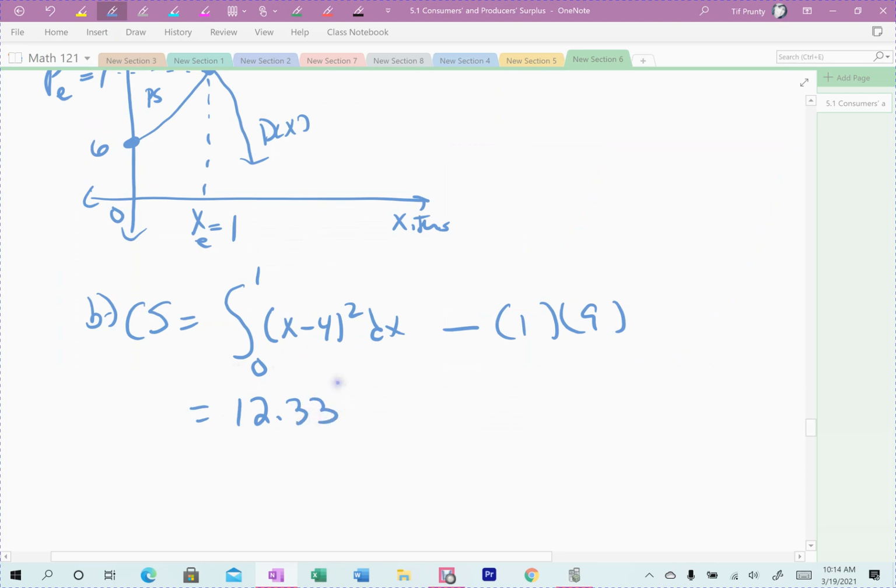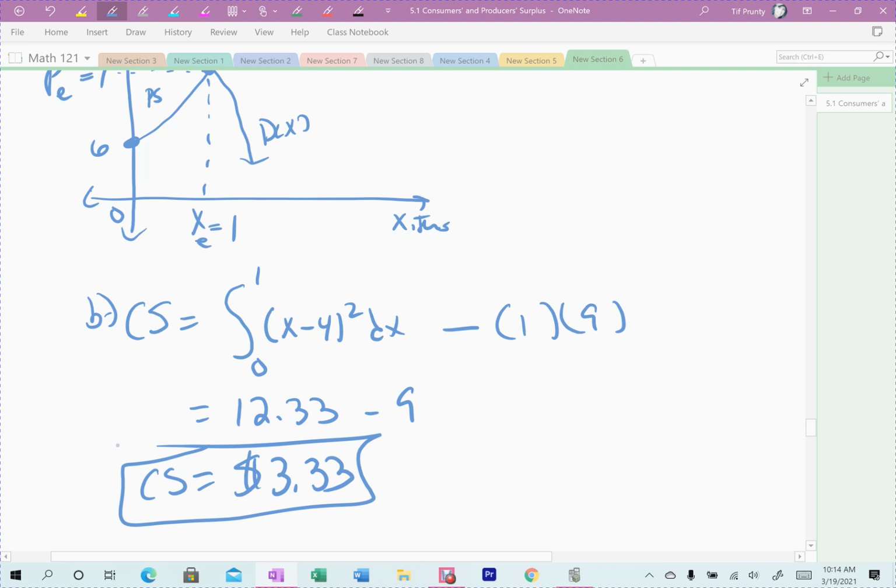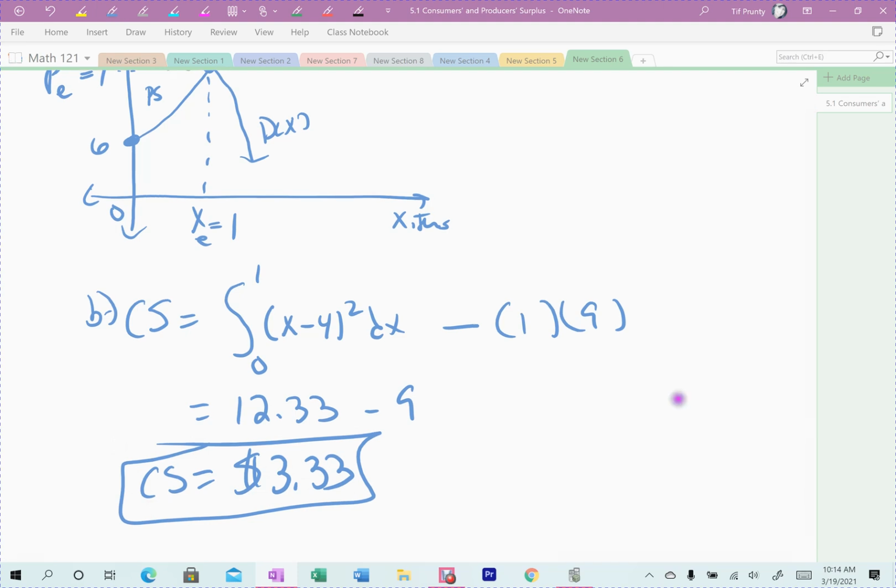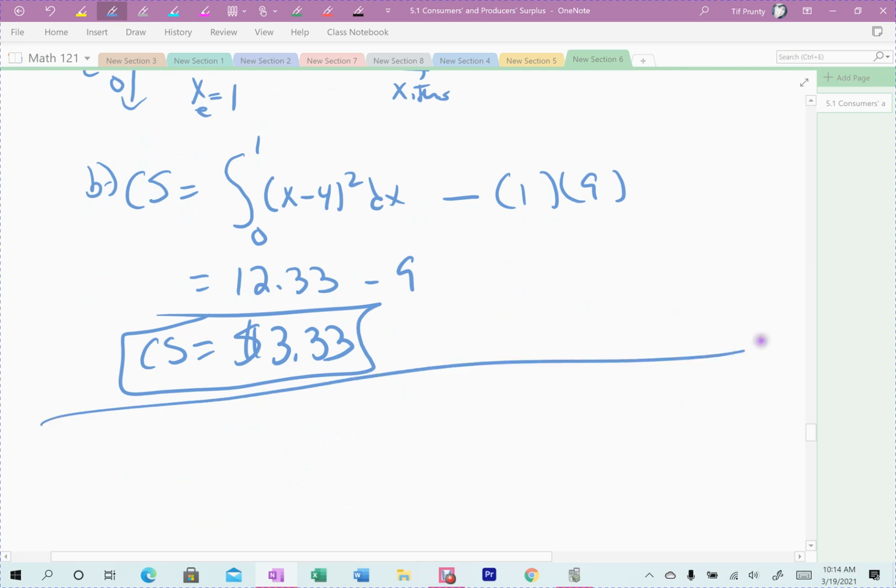That's the amount they would have been willing to spend. They did spend $9, so you take the $12.33 minus the $9, and it'll leave you with $3.33 extra in their pocket. They would have been willing to spend $12.33 for the item. They only spent $9, so the extra was $3.33. Alright, so there's the consumer surplus.